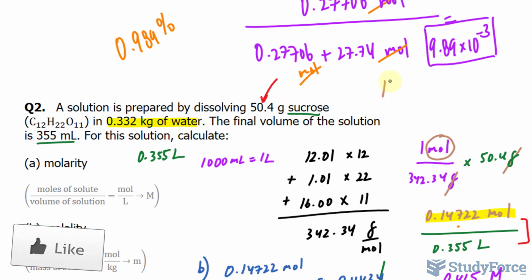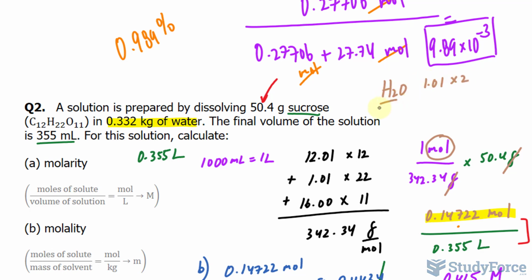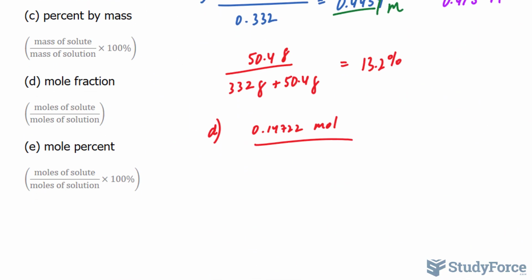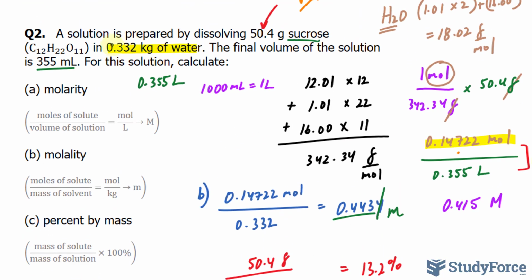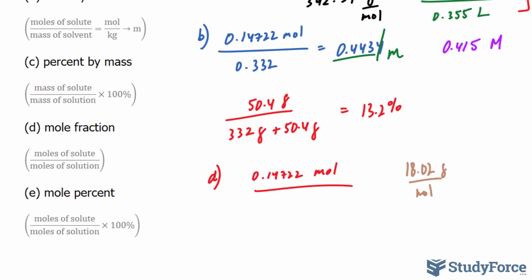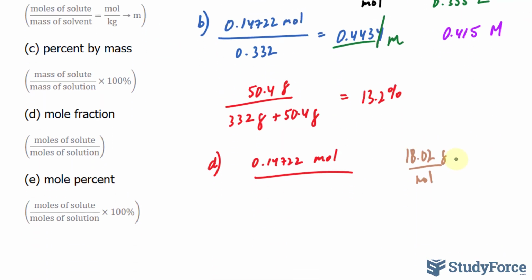The chemical formula for water is H2O. So we have 1.01 times 2 to represent the molar mass of hydrogen, plus the molar mass of one atom, which is 16.00 for oxygen. Adding these up, we should end up with 18.02 grams per mole of water. That's the molar mass of water. I'll write this down underneath. 18.02 grams per mole is the molar mass of water. We also discovered this in question 1. And remember that the mass of water was 0.332 kilograms, converted into grams is 332.